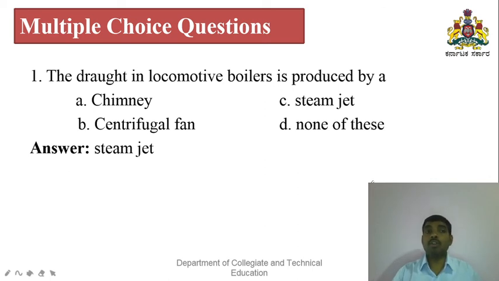So let's take a note on multiple choice questions. Students, I have prepared MCQs for your reference. Please just go through these. The first question is: the draught in the locomotive boiler is produced by? I already explained in these sessions that the steam jet draught system is preferably used in the locomotive boiler. So you can give the answer: a steam jet.